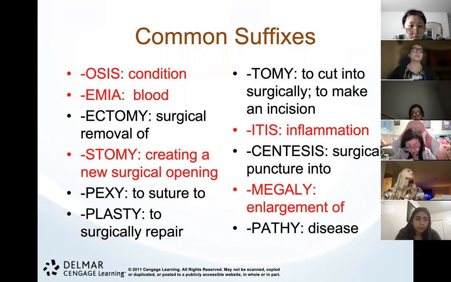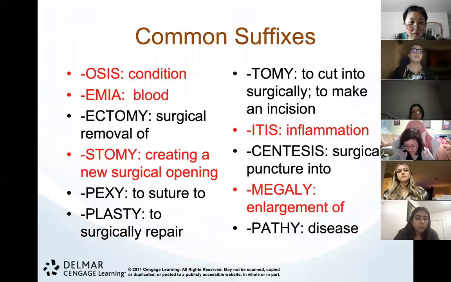So with our suffixes, we have osis, which is referring to a condition. Emia, when we're talking about blood. Think of anemia when we're anemic. So there's less of those red blood cells. Ectomy is a surgical removal of. Thinking back to ovariohysterectomy, ovario, we know that stands for the ovaries. Hyster, that's the uterus. Ectomy, the surgical removal of. So ovariohysterectomy, that is a fancy word for the spay procedure.